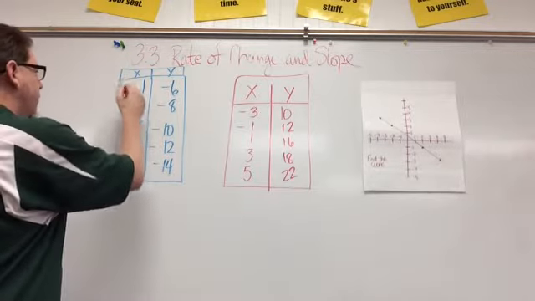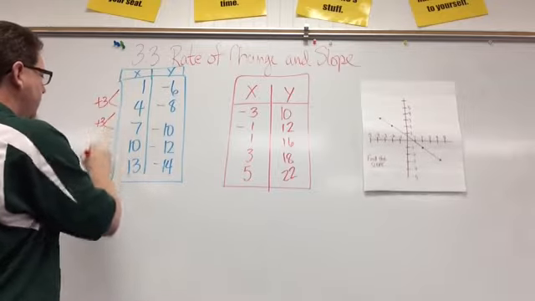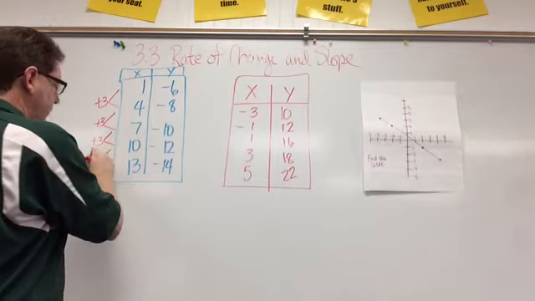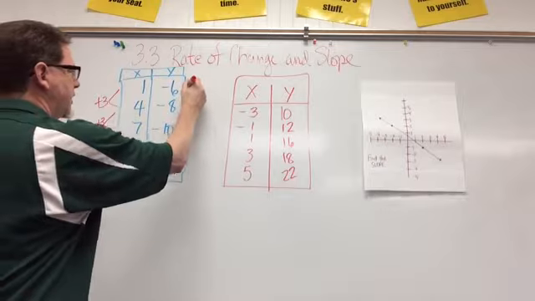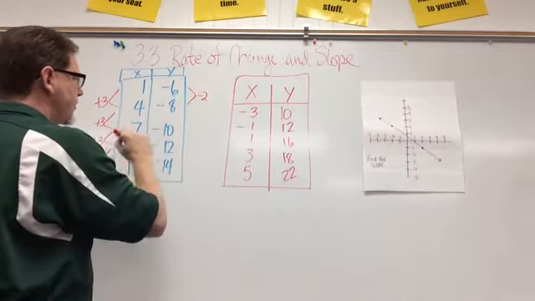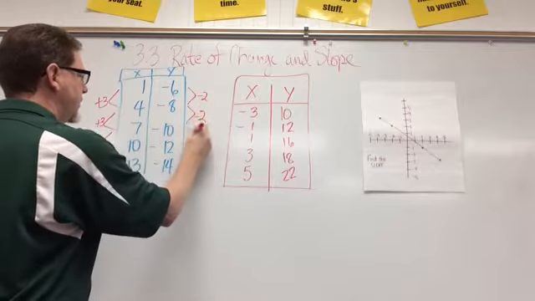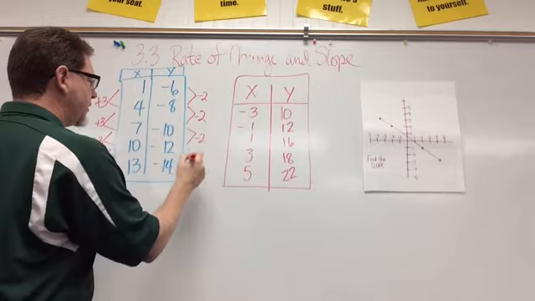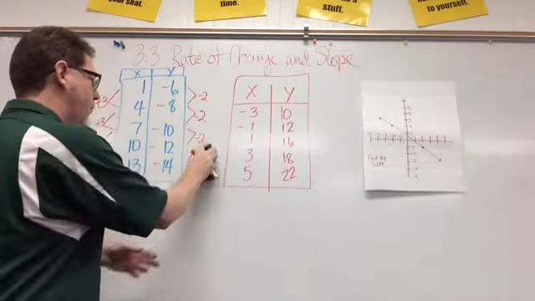So in order to get from 1 to 4, I had to add 3. From 4 to 7, I added 3. From 7 to 10, I added 3. From 10 to 13, I added 3. Okay? Now let's look at our y's. From -6 to -8, I subtracted 2. From -8 to -10, I subtracted 2. From -10 to -12, I subtracted 2. And from -12 to -14, I subtracted 2. Not 12, 2.